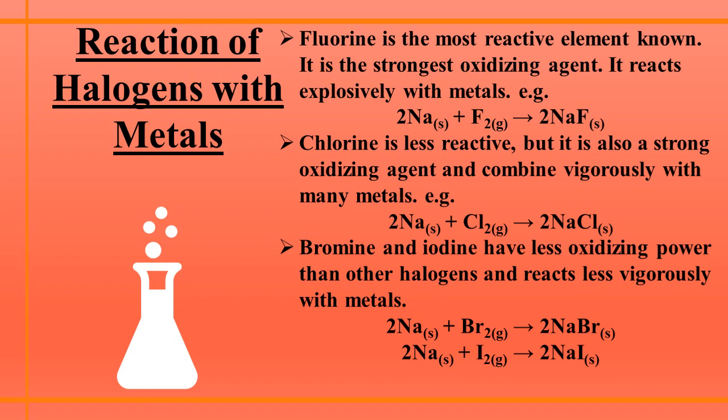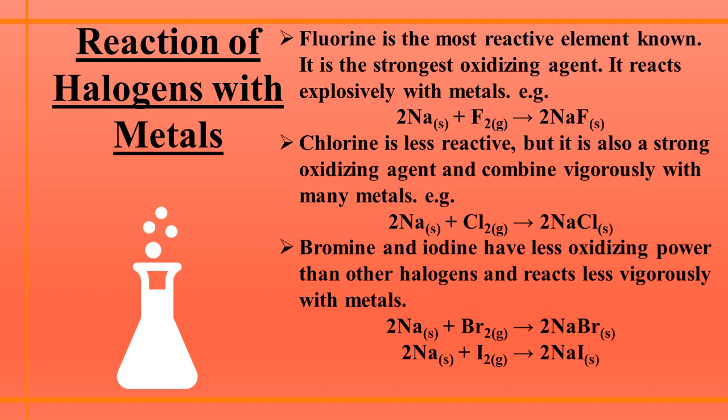Now I am going to explain the reaction of halogens with metals. The first member of the group is fluorine, which is the most reactive element on the earth. It is the strongest oxidizing agent, meaning it helps the metals to lose the electrons and itself is reduced by gaining the electrons. It reacts with metals explosively, meaning the reaction is very fast, vigorous and leads to explosion. As you can see in the equation, Na, sodium, is reacting with F2 and forming NaF, sodium fluoride.